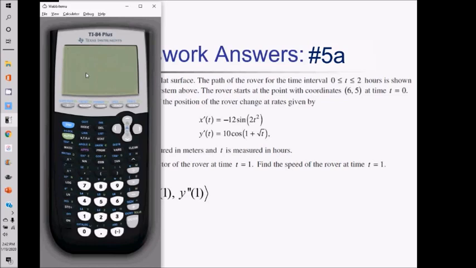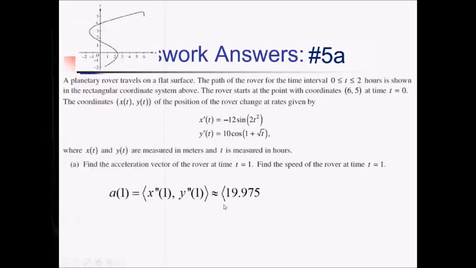So let me do math 8. There's derivative. We've got x. I'm going to do alpha trace y1. That's where I stored x prime. And I want to do that at x equals 1, giving me a value of about 19.975.